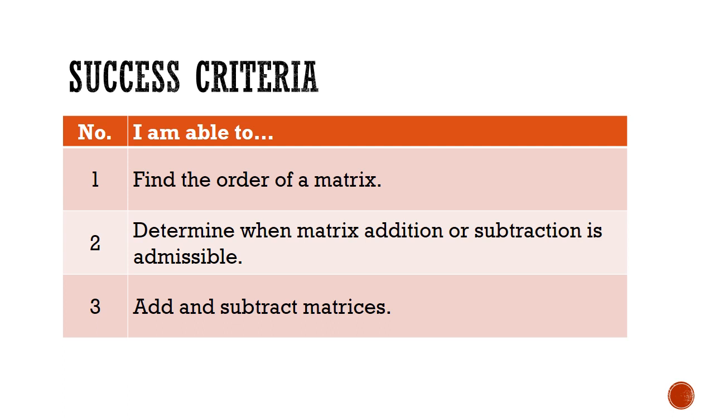The success criteria for part 1 will be for students to be able to find the order of a matrix, determine when matrix addition or subtraction is admissible, and to add and subtract matrices.